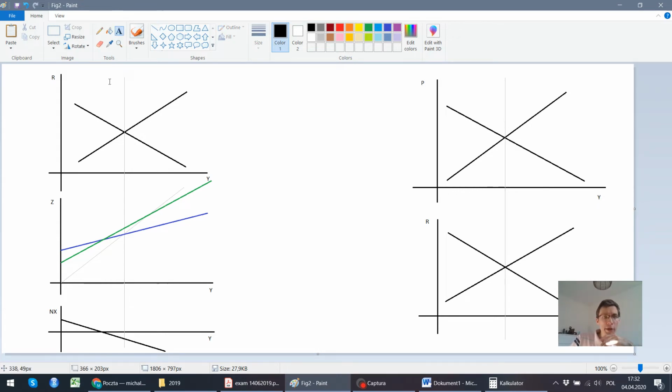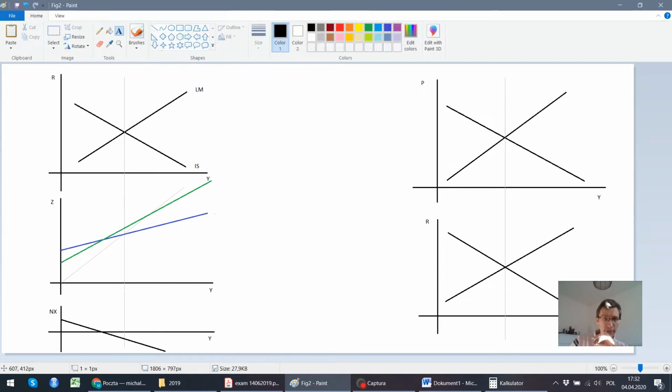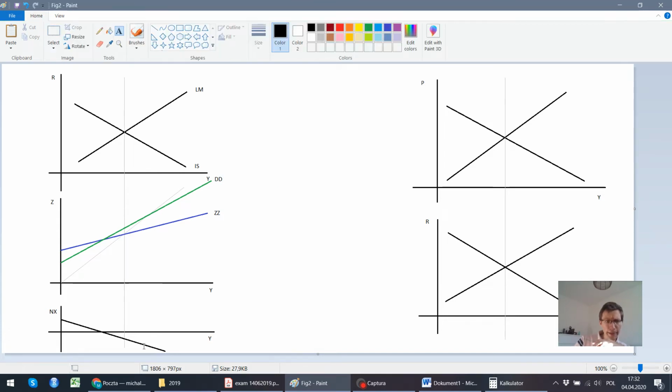So in the initial equilibrium, I already put some lines. In the RY plane, this is the ISLM plane, so that here we have the downward sloping IS curve and the upward sloping LM curve. In the ZY plane, which represents only the goods market, we have the 45 degree line, this gray thin line. We also have the total demand for domestic goods ZZ and the domestic demand for domestic goods DD. And we also have the net exports line that represents the value of net exports, which is exactly the difference between the ZZ and the DD curve.